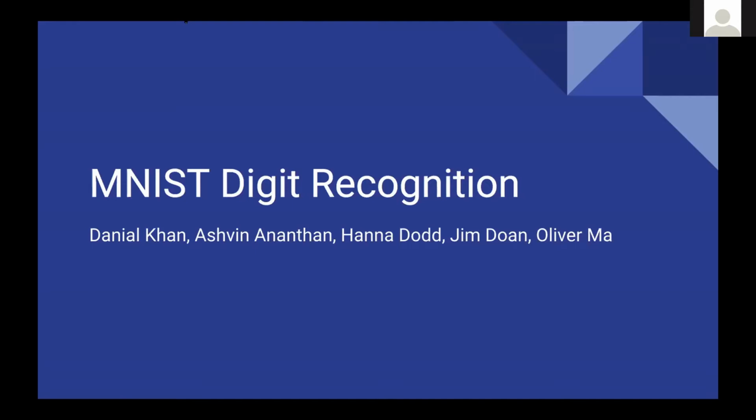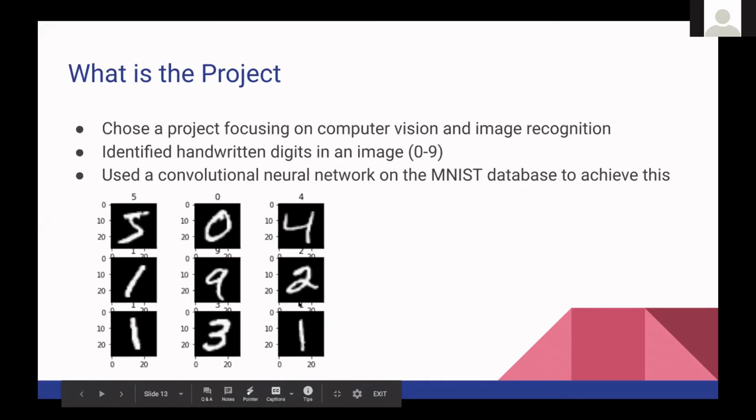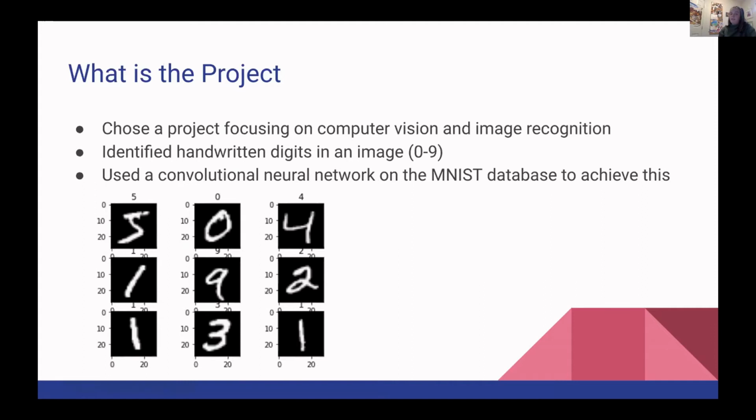Hi, everyone. Our group was doing a handwriting digit recognition project, and we're using the MNIST dataset for it. When we started the project, we had two main goals in mind. The first was to develop a stronger understanding of machine learning principles and the methods used. The second was to look into neural network and convolutional neural network structures. We decided to choose a project that focused more on computer vision and image recognition. So we used a convolutional neural network on the MNIST database in order to identify handwritten digits from 0 to 9.